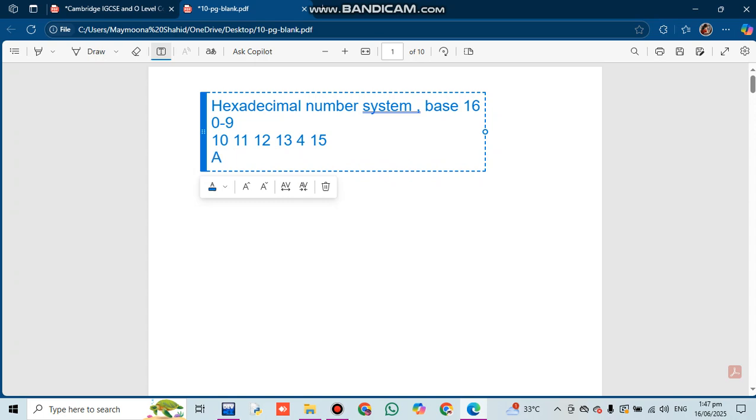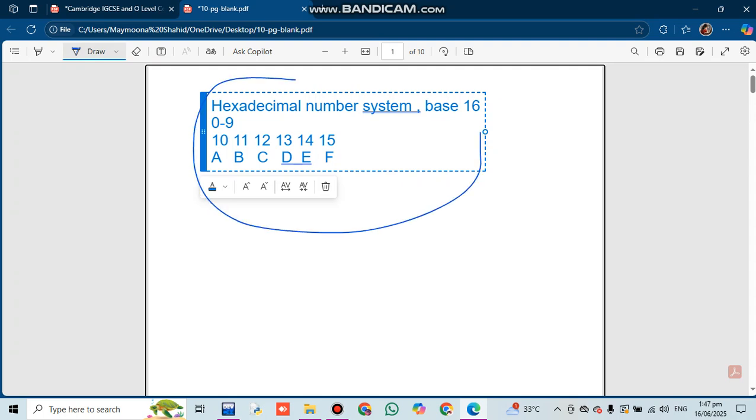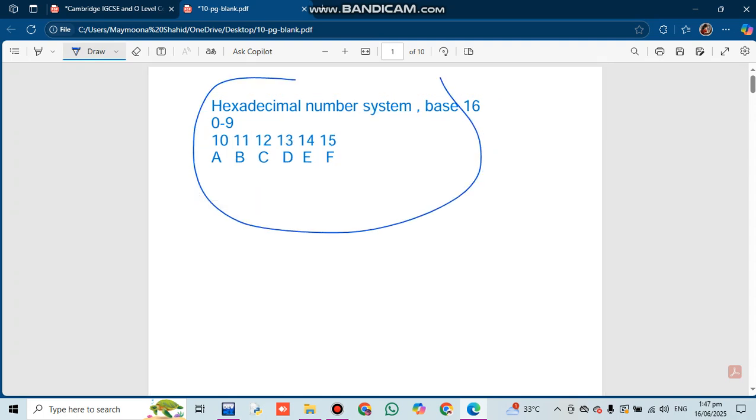10 will be represented by A, 11 by B, 12 by C, 13 by D, 14 by E, and 15 by F. So this is the method you need to follow, or you can say these are the key points that you need to remember for the base 16 number system.